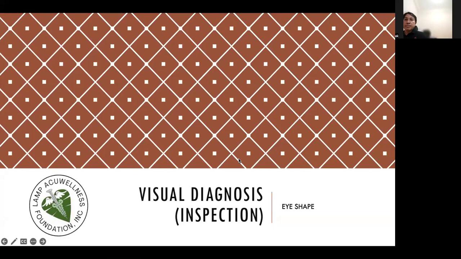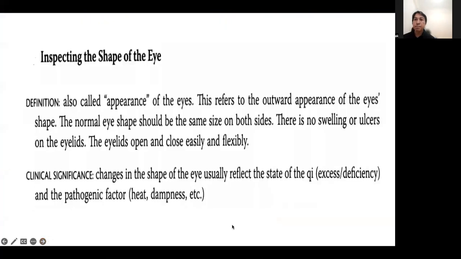Good day, everyone. Let's continue in our visual diagnosis. Let's talk about eye shape. Inspecting the shape of the eye, also called appearance of the eyes. This refers to the outward appearance of the eye shape.